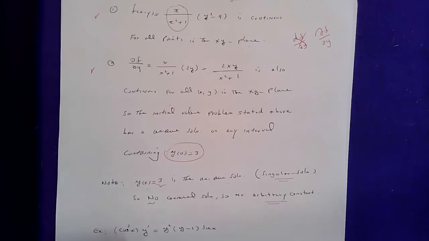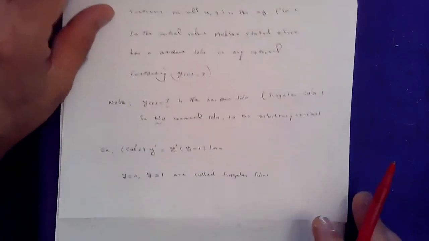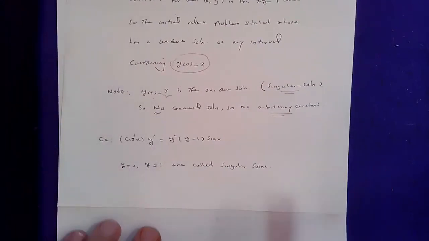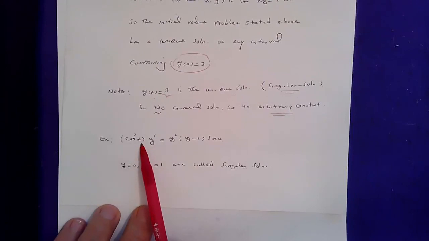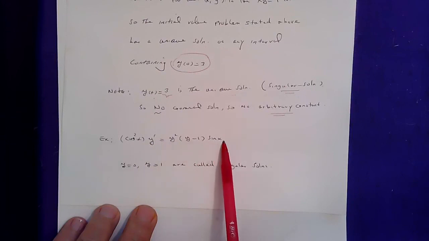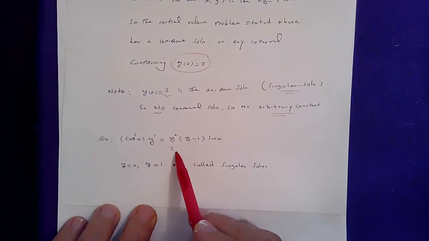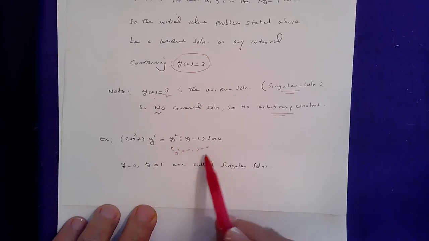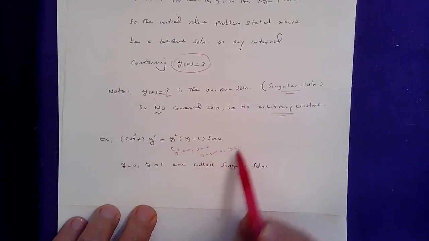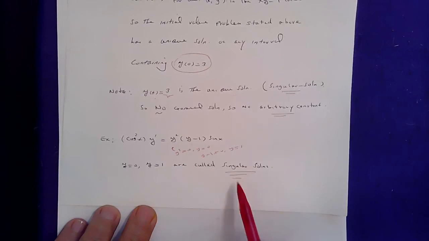So do you see it? So y equals 3, period. Sometimes you can even tell what the solution is without solving the equation. Check this one out. cos squared of x, y prime, equals y squared times (y minus 1) times sine of x. By inspection, you can tell, if you set these two factors equal to 0, either y is equal to 0 or y is equal to 1. And guess what? Those are the solutions to this differential equation, and they happen to be called singular solutions.